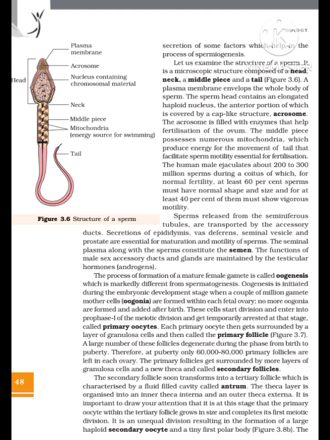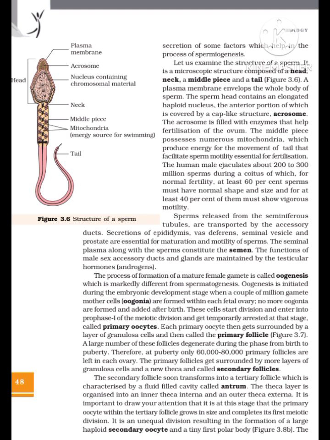Oogenesis is initiated during the embryonic development stage when a couple of million gamete mother cells, oogonia, are formed within each fetal ovary. No more oogonia are formed and added after birth. These cells start division and enter into prophase of the meiotic division and get temporarily arrested at that stage, called primary oocytes. Each primary oocyte then gets surrounded by a layer of granulosa cells and is called the primary follicle, figure 3.7. A large number of these follicles degenerate during the phase from birth to puberty.